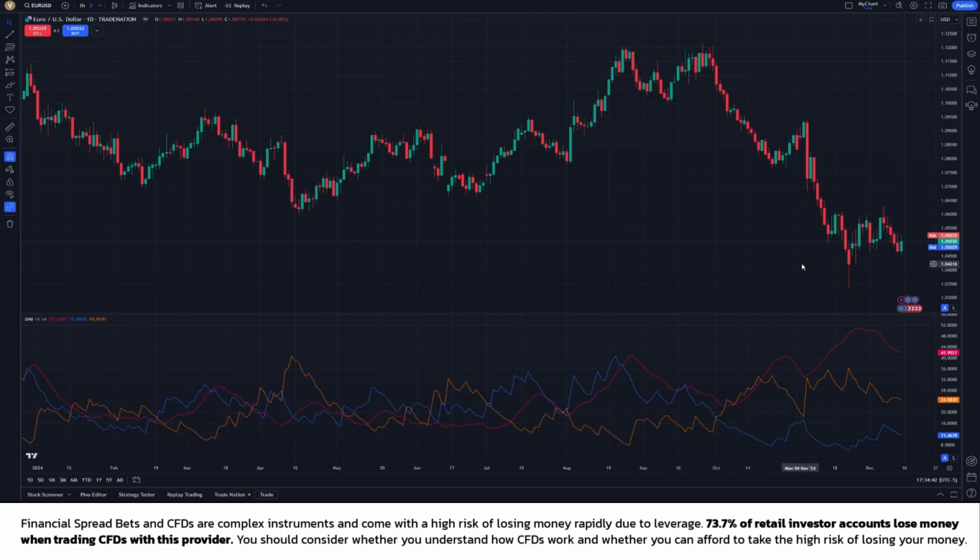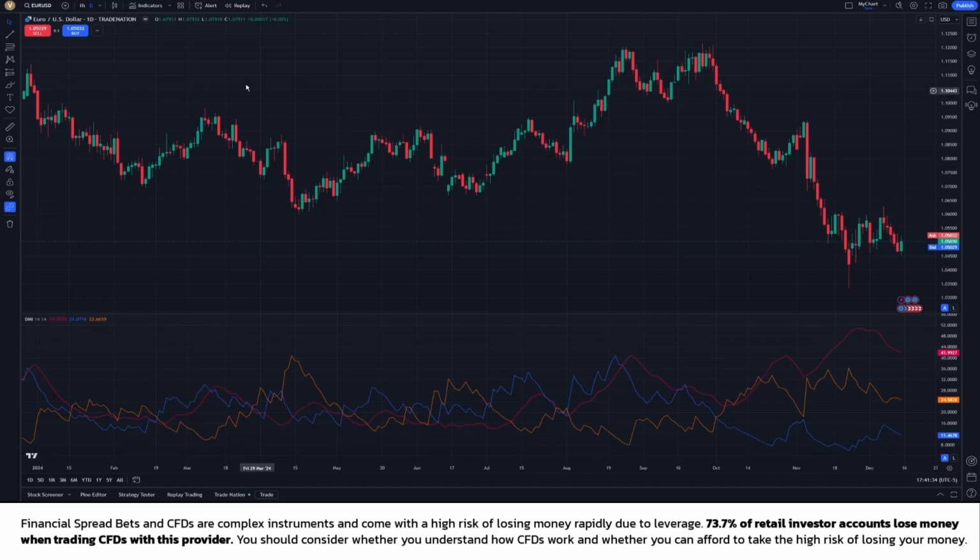The DMI is particularly effective for identifying trading opportunities in trending markets. A common strategy involves using crossovers between the plus DI and minus DI lines. For example, when the plus DI crosses above the minus DI, it can signal a potential buying opportunity, indicating that upward momentum is gaining the upper hand. When the minus DI crosses above the plus DI, it may signal a selling opportunity. The ADX line can then be used to confirm whether the trend has enough strength to justify the trade.